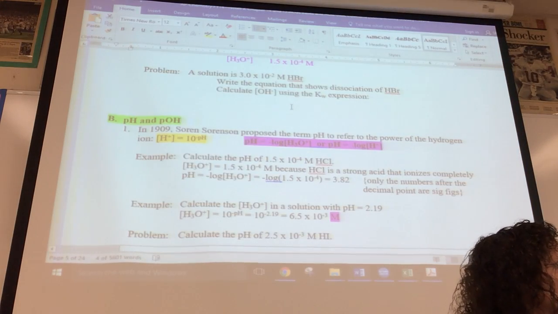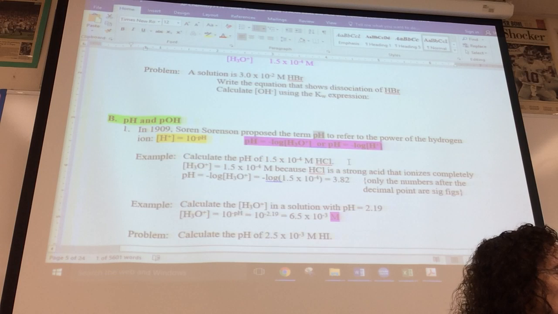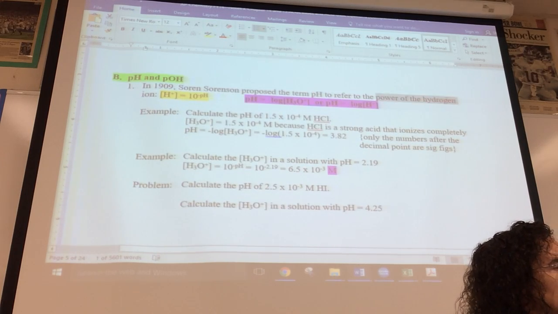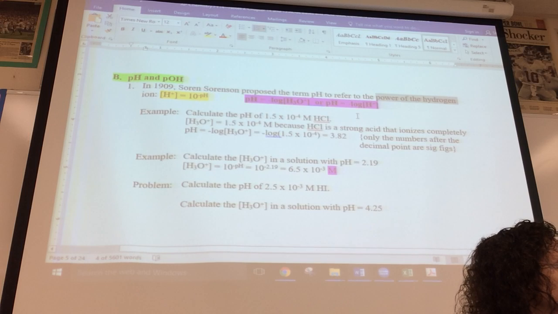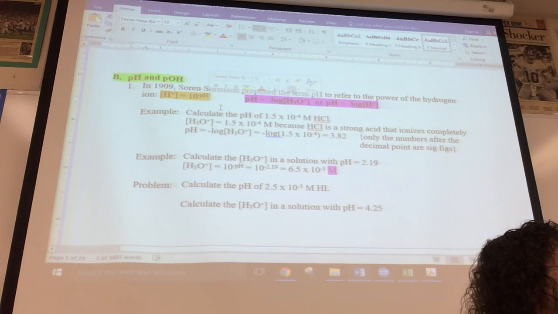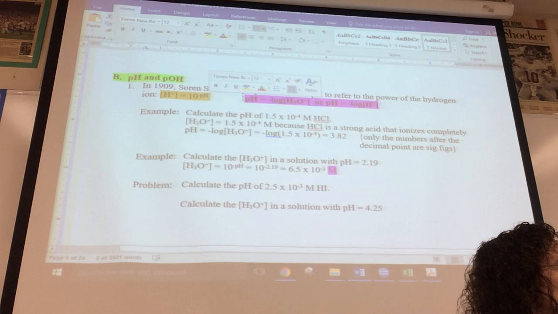It was 1909 when Sorensen talked about pH. I don't know. Don't make fun. They might not like your name either. pH stands for power of the hydrogen ion. It was a man. It's Soren the son of Soren. Proton concentration is equal to 10 to the negative pH. Okay? We can memorize that?